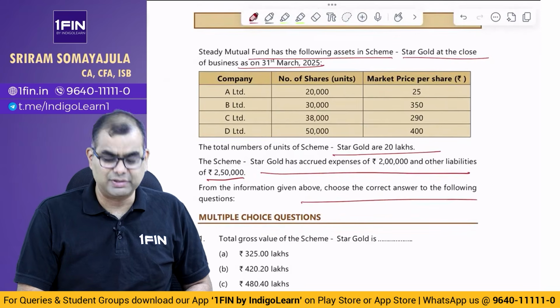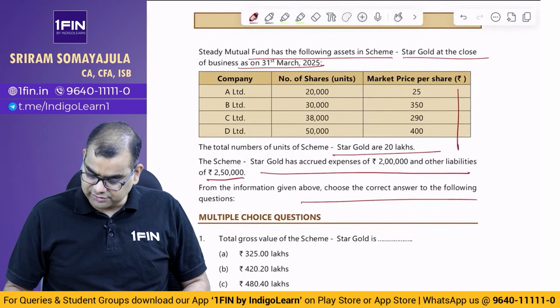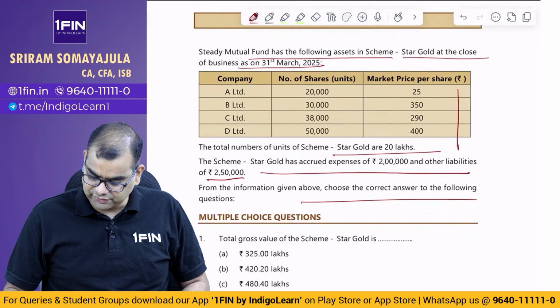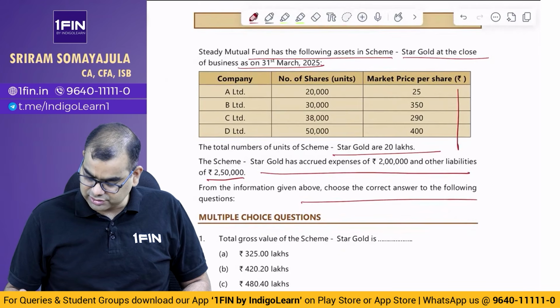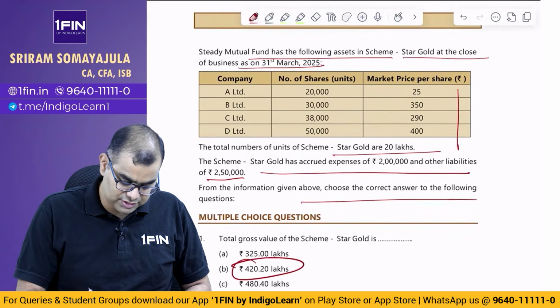What is gross value? Basically, I think they are referring to assets under management. So 20,000 into 25 is equal to M plus, 30,000 into 350 is equal to M plus, 38,000 into 290 is equal to M plus, 50,000 into 400 is equal to M plus. That comes to 420.2. So the correct answer is B, 420.